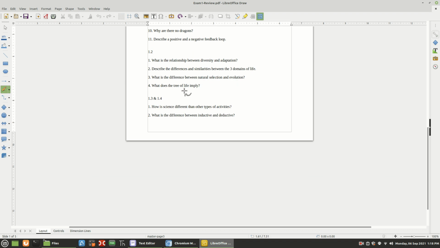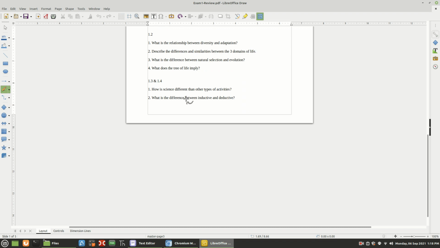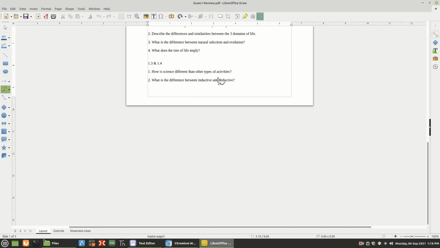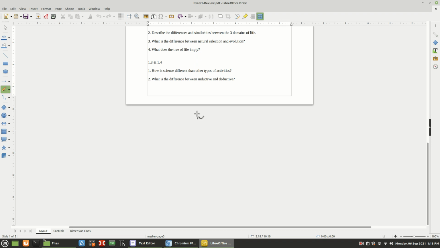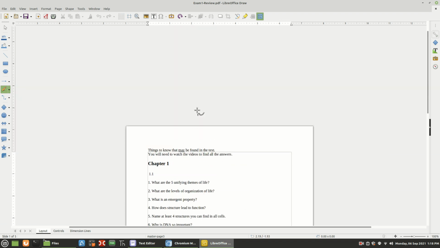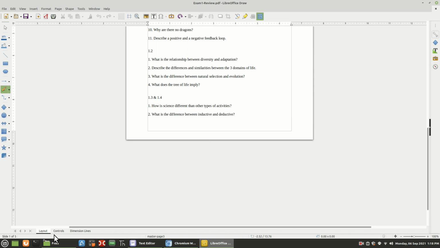And the tree of life, what does it imply? Well, the simple answer is it implies we're all related, but you will have to go find more information to write an entire essay on this one. So the simple answer is it implies that every living thing is related. Now, what can scientists do that others don't? We do primarily experiments. You need to read in the book on inductive and deductive. This is the first page here. Let's go on to the next.